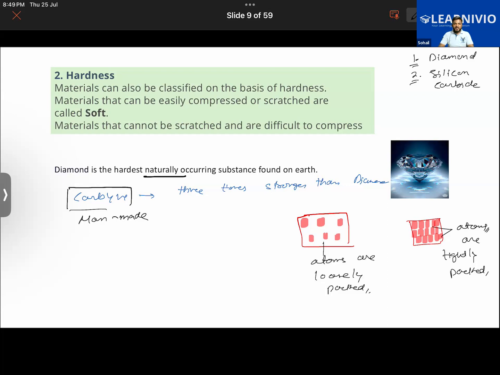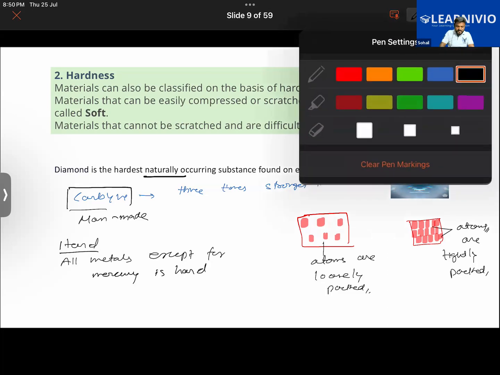It is kind of breakable. Wood is also hard. So we have several examples of hard and soft objects. Hard objects, generally all metals except for mercury. Why is mercury not hard? Because mercury is found in the liquid state.